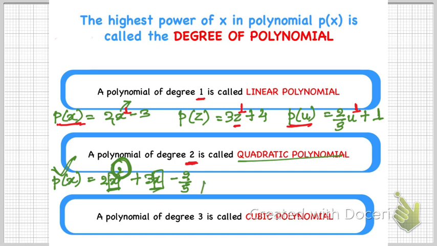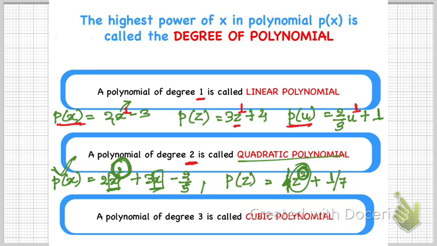Coming to some more examples, if you have p(z) = 4z² + 1/7. Here also you will find the term z², and the degree is 2. Therefore this is also a quadratic polynomial.